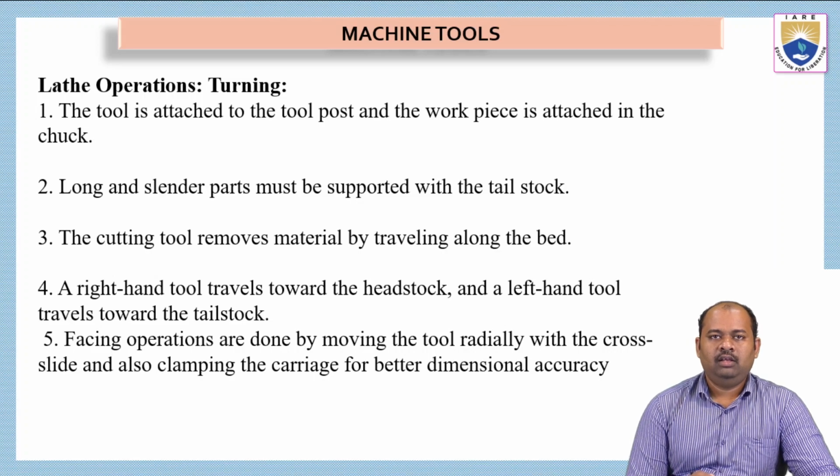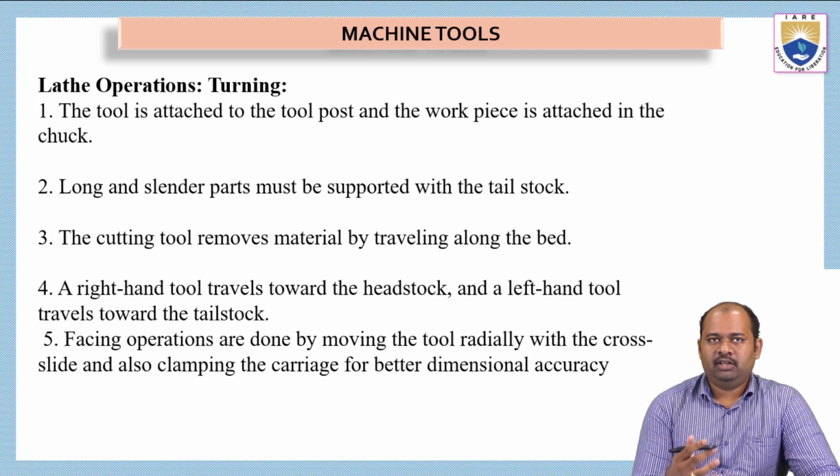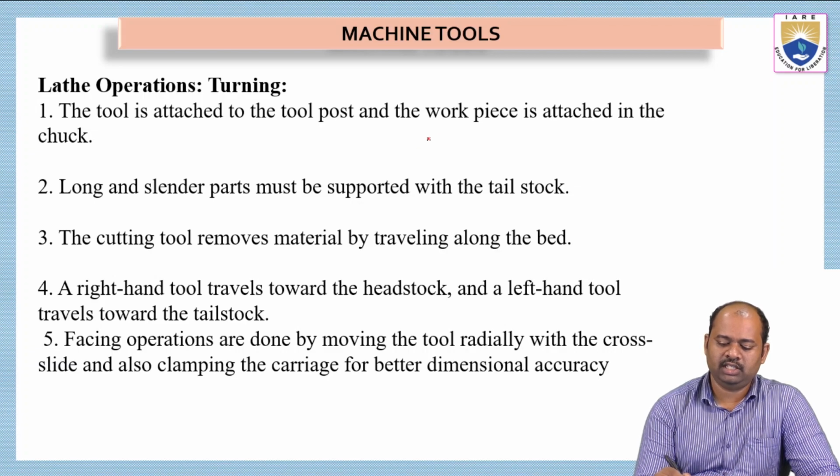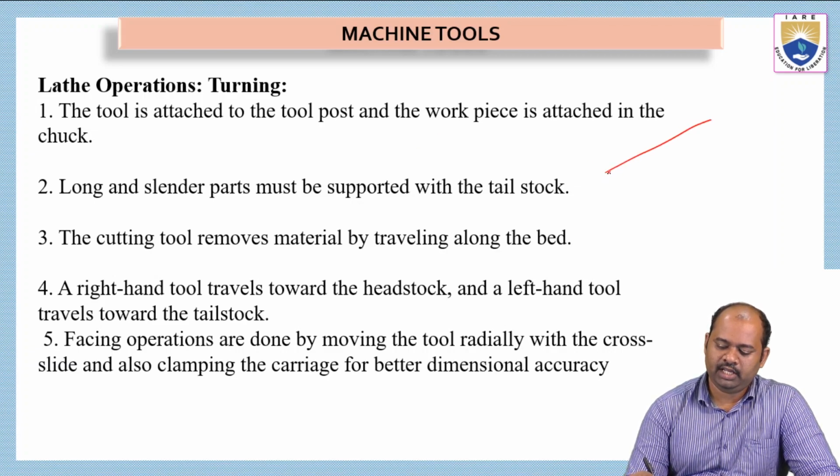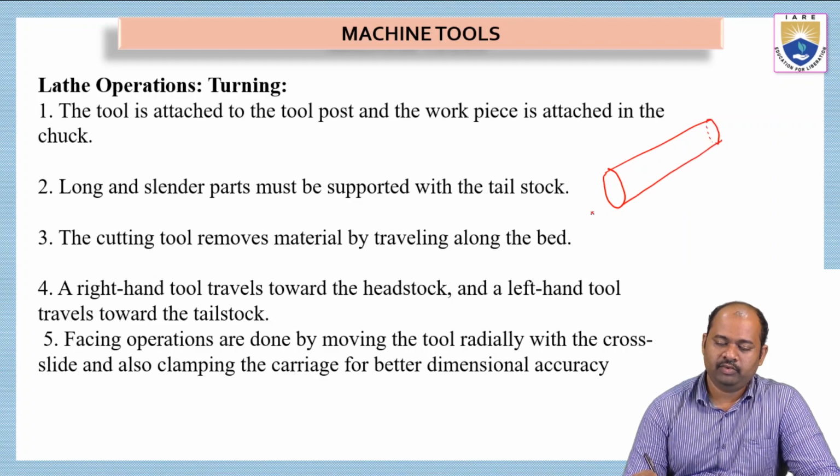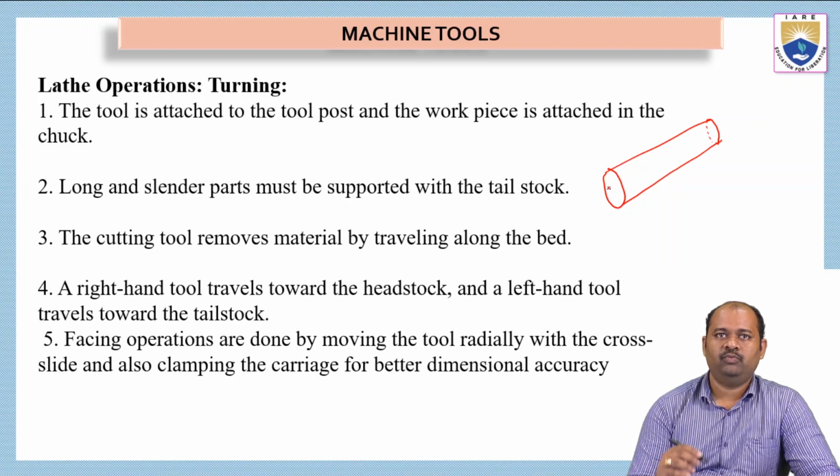Now let us see some of the operations which can be done on the lathe machine. The first one is the turning operation. For turning, we take a cylindrical workpiece and do the turning operation in order to remove material. We have to reduce the diameter of this workpiece, and to do that, we do the operation called turning.